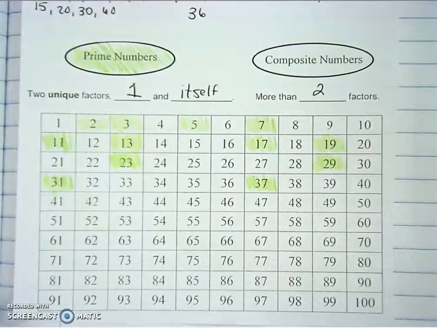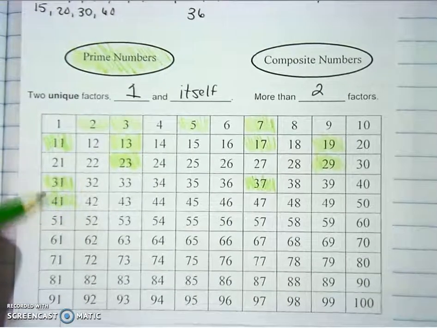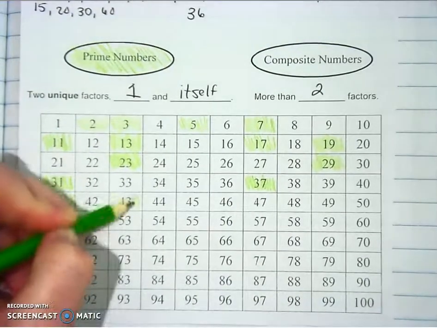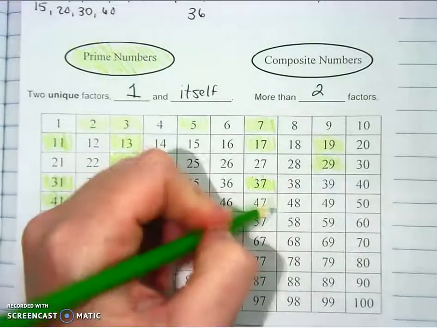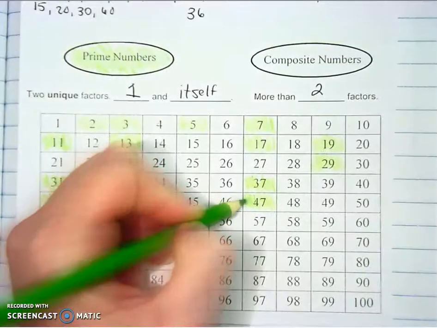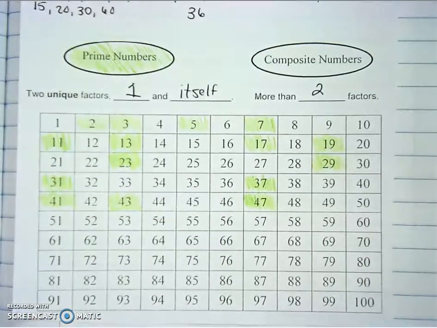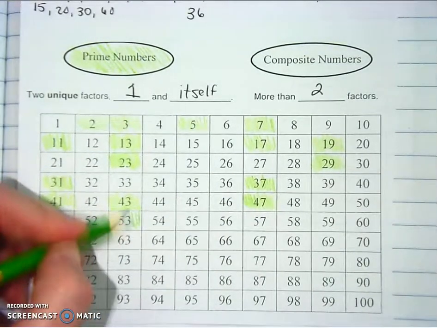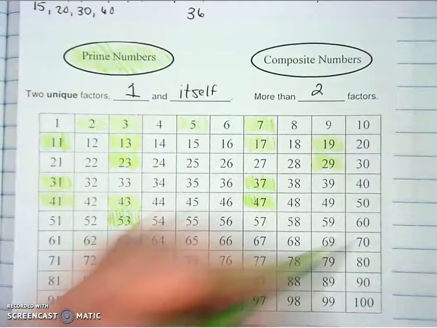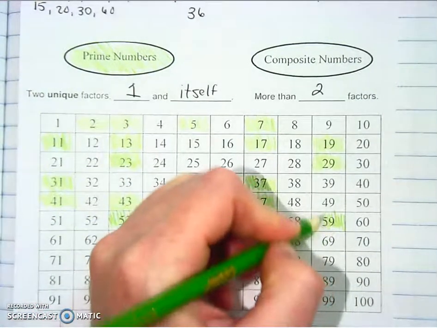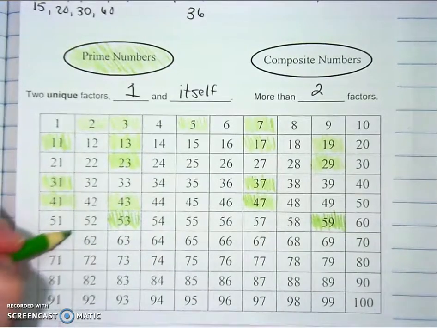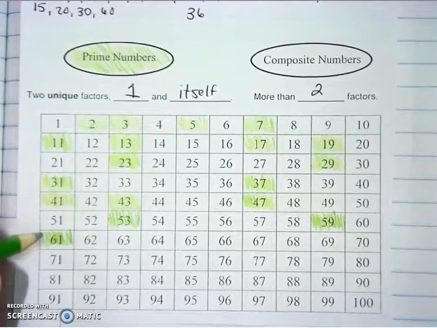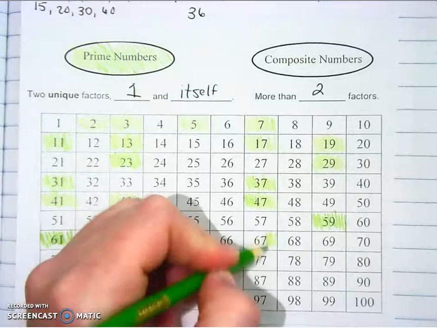Okay, next row, 41, 43, and 47. All right, next row, 53 and 59. Okay, next row, 61 and 67.